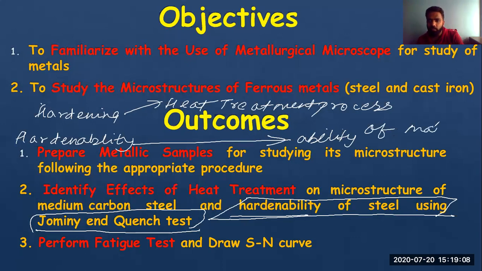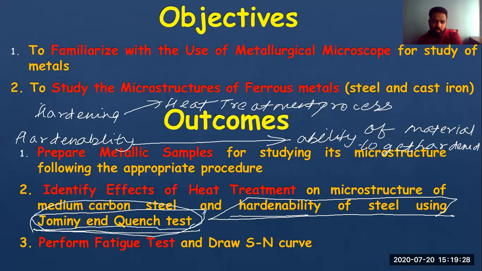Ability of a material to get hardened. Both are different. One is a heat treatment process, that is called hardening. And another is the ability of a material to get hardened. How much hard can it get? By using which test? By using the Jominy end quench test. You are going to use this test to identify the effects of hardenability, or how hard the material can get.